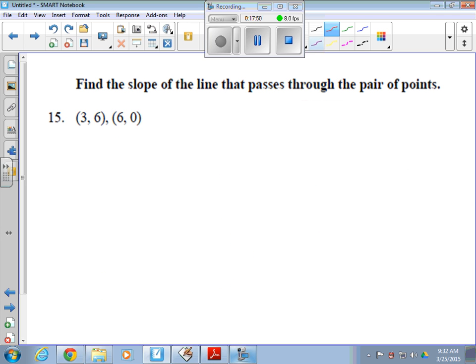15 says find the slope. Remember, your slope formula is the change of y sub 2 minus y sub 1 over the change of x sub 2 minus x sub 1. Remember, the change means the difference. If this is x and this is y, because remember they're alphabetical, and this is x and this is y, you can call this one point sub 1, this one point sub 2. If you mislabel that, it'll still come out to be the same. You can go the other way.